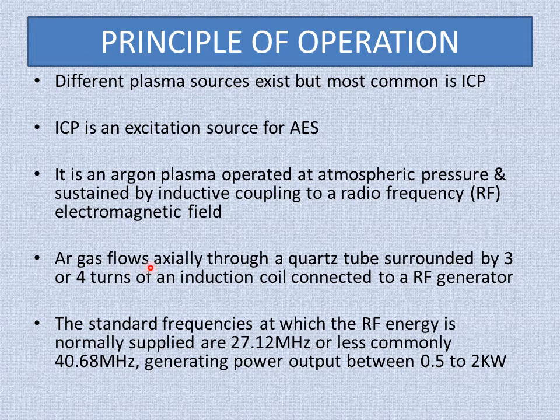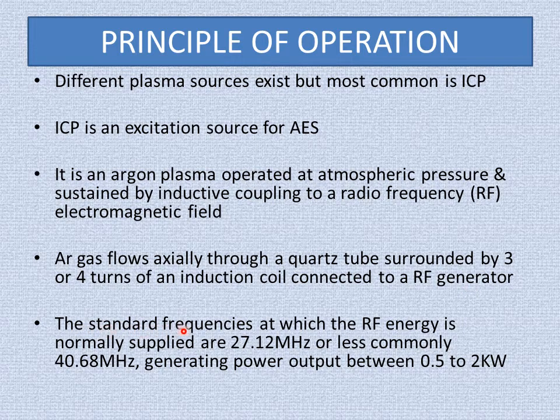Argon gas flows axially through a quartz tube. So here we are talking about the plasma torch, through which argon gas flows axially, and this torch is surrounded by 3 to 4 turns of an induction coil, and this coil is connected to a radio frequency generator.